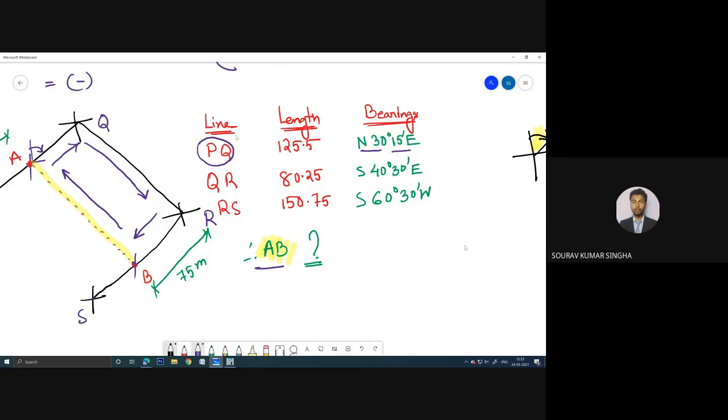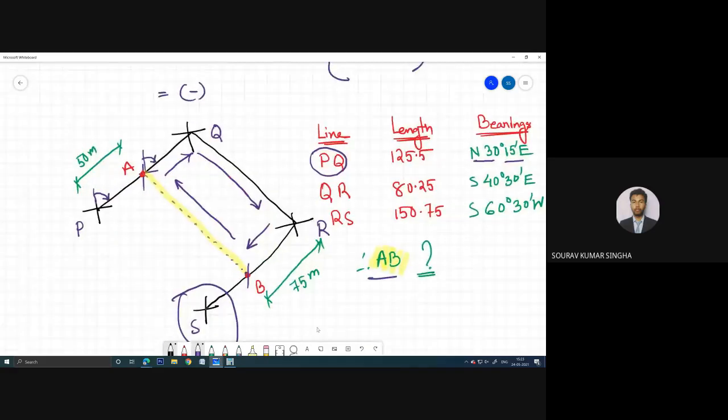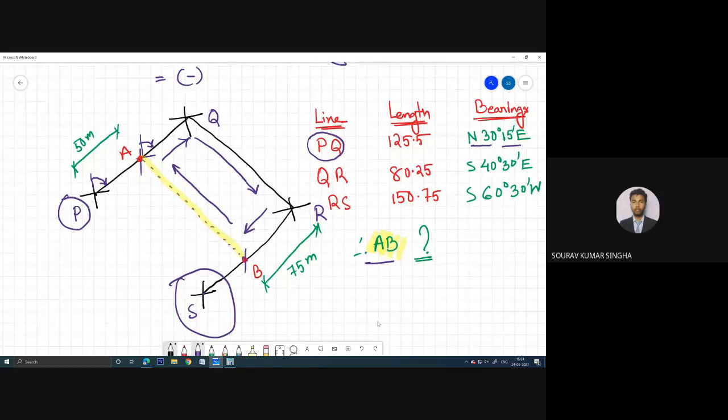Now you just need to make the arrangement yourself, that is the line, length and bearing, which values you need to write. In the question it is given, but when you write your own traverse, it will be something like this: AQRB. We are not going to use these 2 points, the S and also this P, because our point of interest is AQRB. This is my traverse. So first you determine the length AQ.